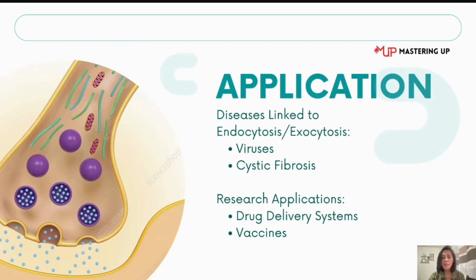We also talk about its application. First is diseases linked to endocytosis or exocytosis. First is virus and endocytosis. Many viruses rely on endocytosis to enter host cells. Viruses such as influenza virus, HIV, and coronavirus bind to specific receptors on the cell membrane.